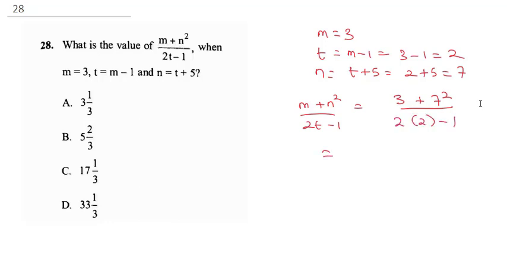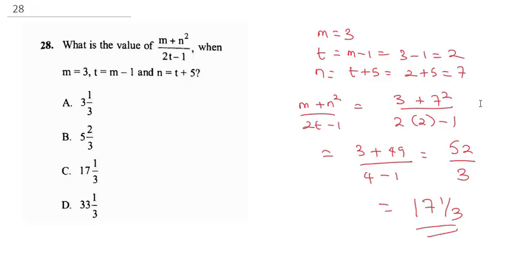Now this is going to be 3 plus 7 squared, which gives us 49, all over 4 minus 1, since 2 times 2 is 4 and minus 1. So this is going to give us what? That will give us 52 divided by 3. And 52 divided by 3: 3 into 5 is going to give us 1, you carry 2, 3 into 22 is going to give us 7. Remember, 1 over 3. Final answer, 17 and 1 over 3. So this answer is C.